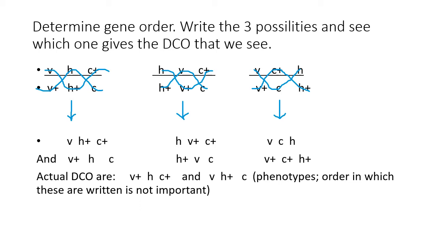The third possibility also doesn't work. It gives us V, C, H, V plus, C plus, H plus, right? And that, of course, does not match the double crossovers that we see, because this is all mutant and all wild type. So we can tell from looking at this that this center one is the correct order, with the alleles written correctly on their homologs. So now we can make a map out of this, because now we know which distance is which and what is where.